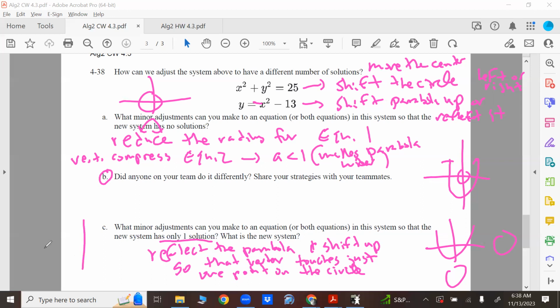So in this case, I could do something like that. So I could say, and that would be y equals negative x squared minus 5. I could say that because remember the circle had a radius of 5 and had a point at (0, negative 5). So I can do that.